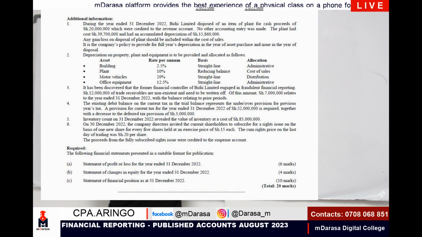Number 2, what are we told? Depreciation on property, plant, and equipment is to be provided and allocated as follows. So I'm given our assets, where I'm told I'm having building, plant, motor vehicles, and office equipment. Rate per annum, the basis, as well as the allocation. Where are we going to allocate these costs?